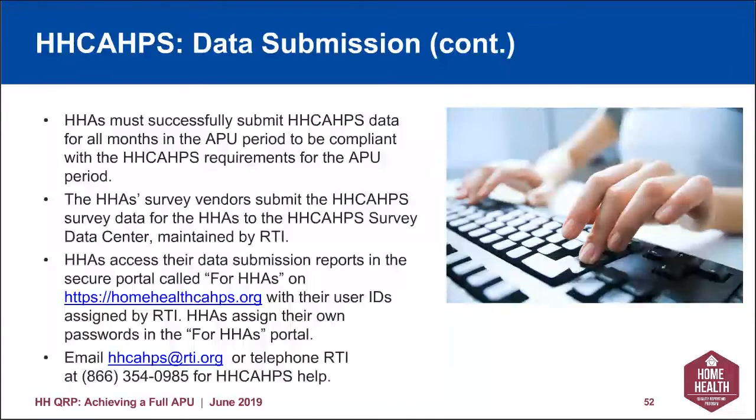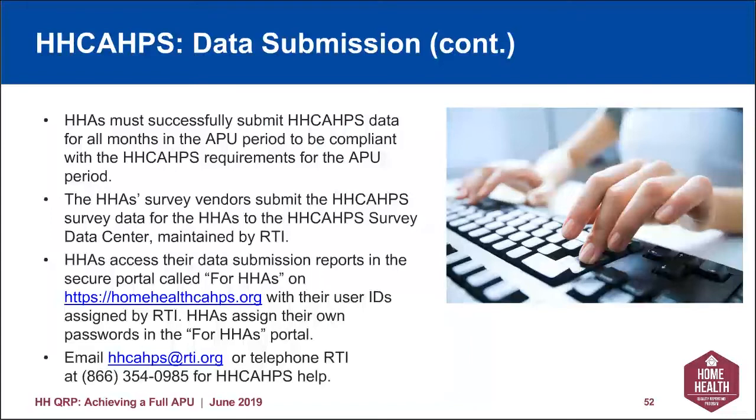Home health agencies must successfully submit home health CAHPS data for all months in the APU period to be compliant. In other words, they are supposed to submit 12 months of data. It is continuous data collection. Home health agency survey vendors submit the survey data for the HHAs. And the survey data center is maintained by RTI International. They are the federal contractor for the national implementation of home health CAHPS.